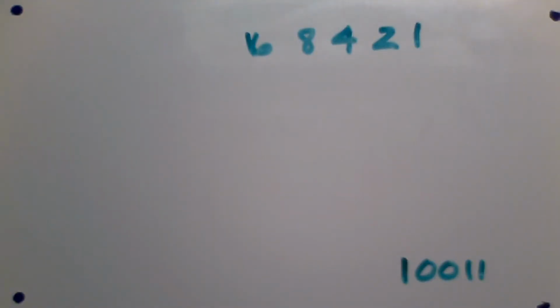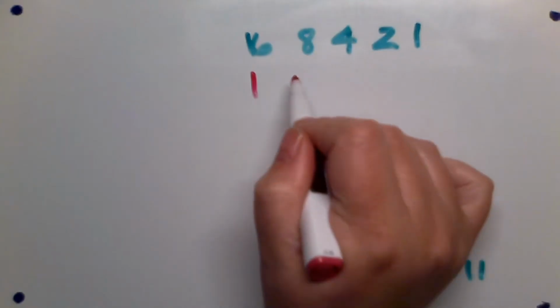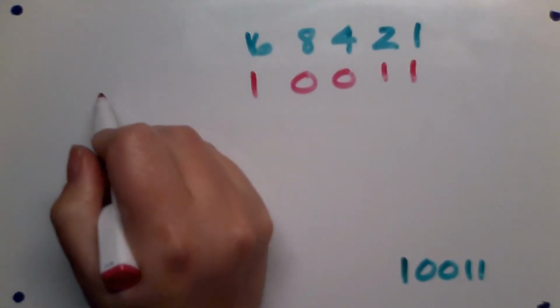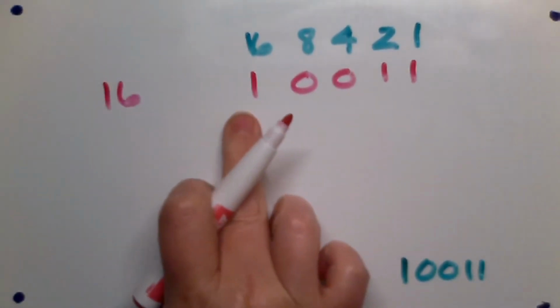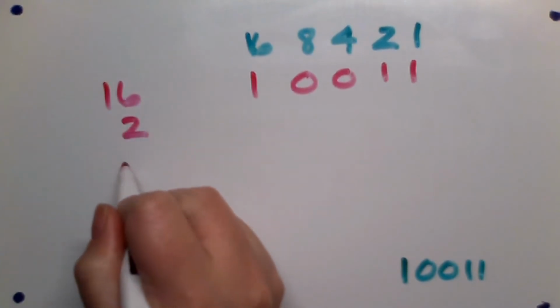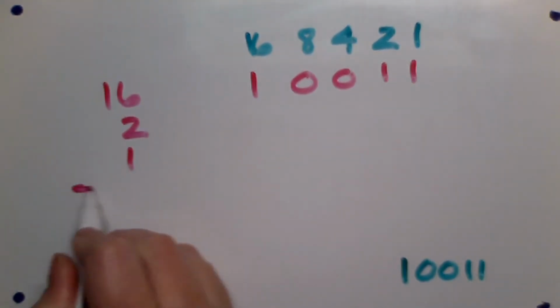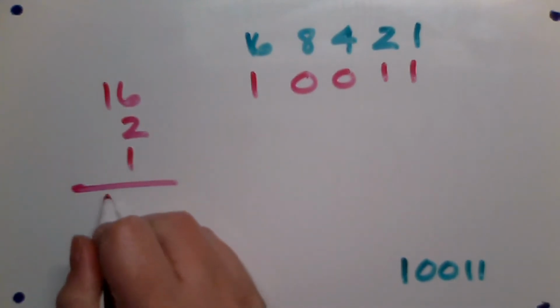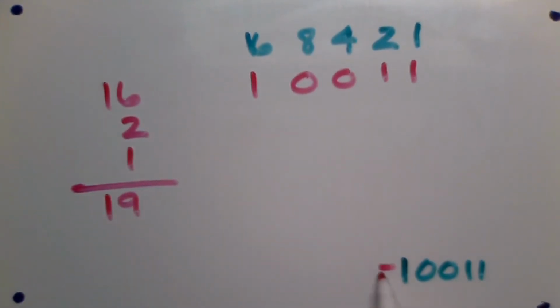We then are going to put in our numbers 1, 0, 0, 1, 1. If a 1 is present, we're going to write that number down. So we have 16, 2, and a 1. Simply add those numbers together. 16 plus 2 plus 1 equals 19. So 10011 is binary for the decimal number 19. Let's try another one.